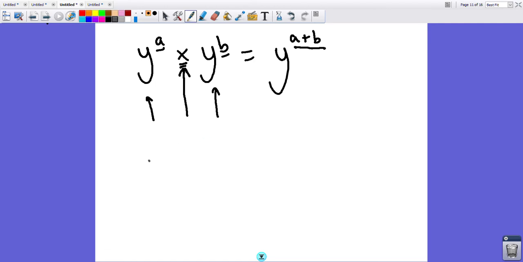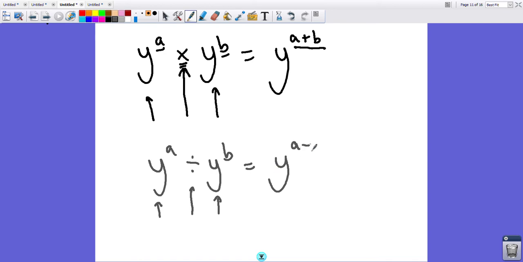If I have y to the a divided by y to the b, again, we have the same base, but this time we're not multiplying, we're dividing. We just subtract the powers, so it'll be y to the a minus b.